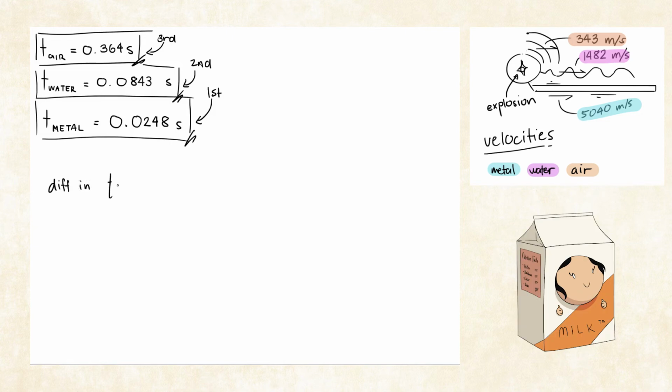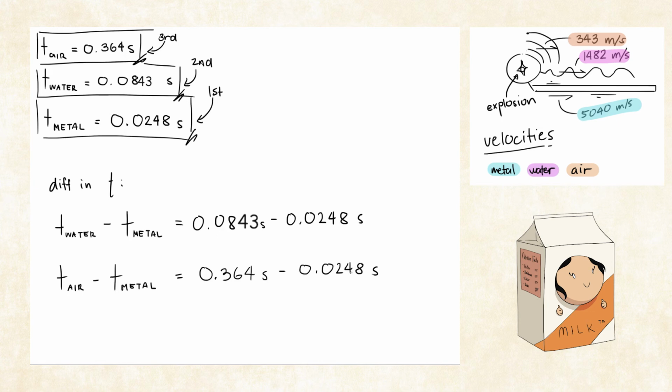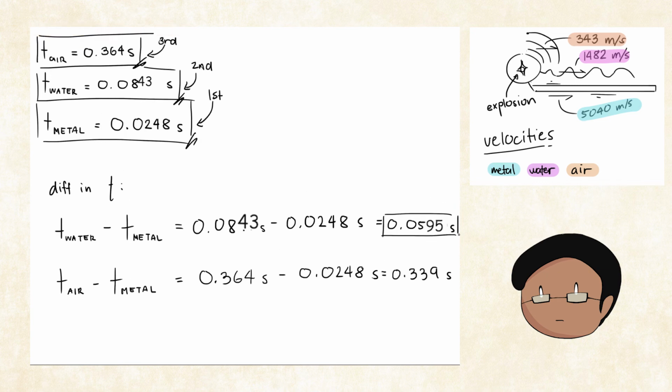Since we also want to know the difference in time of the first sound from the others, we simply write just that. To look for the difference in time of the second from the first sound, we write T sub water minus T sub metal, equivalent to 0.0875 seconds minus 0.0248 seconds. Likewise, you do the same for the third from the first sound, T sub air minus T sub metal. After solving, you should note that the answers, 0.059 seconds and 0.339 seconds, represent how much later these sounds arrive relative to the first. The second sound arrives 0.059 seconds later, and the third 0.339 seconds later.